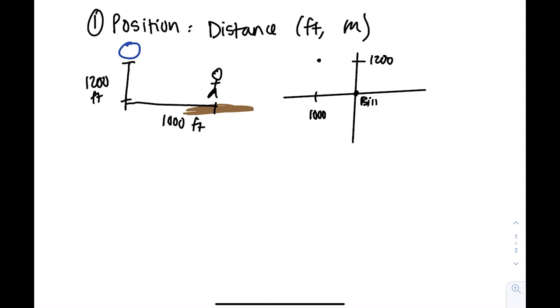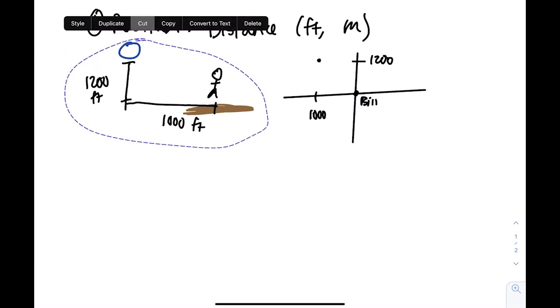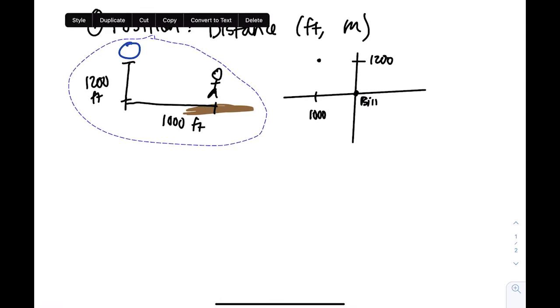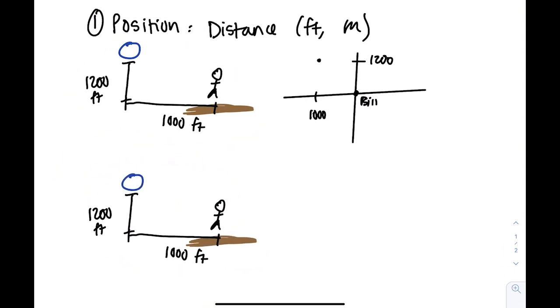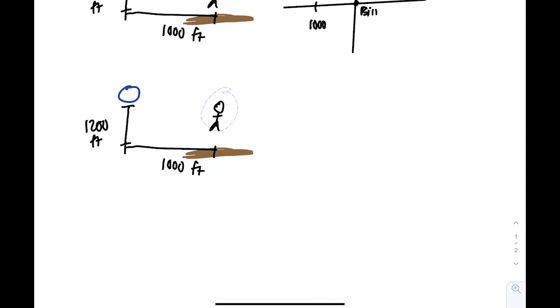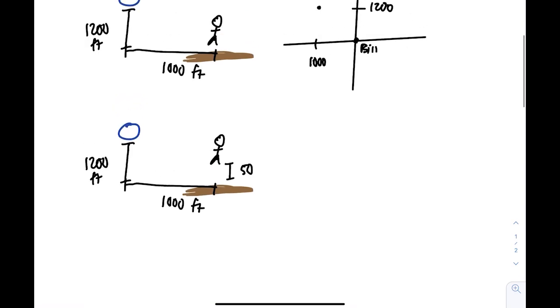But we live in a three-dimensional world, so not only do we need to keep track of two dimensions, we need to keep track of this third dimension. So let's say that now Bill is on a mound, and Bill now has some height. Let's say Bill is 50 feet above the ground. So now our coordinate would need to be 1,000 feet west, 1,200 feet north, and 50 feet below.